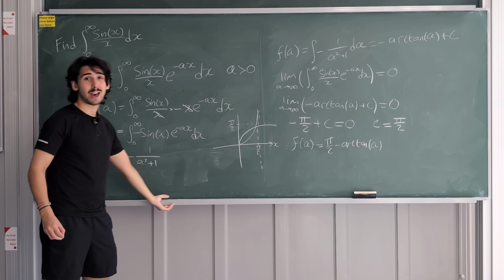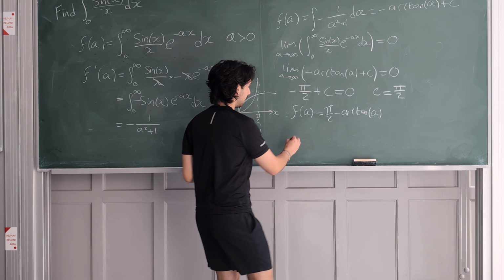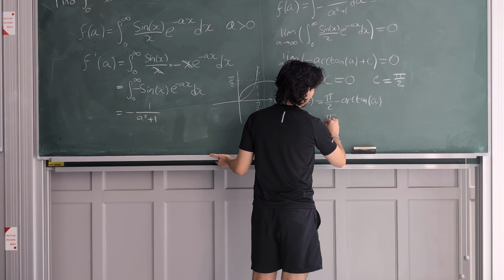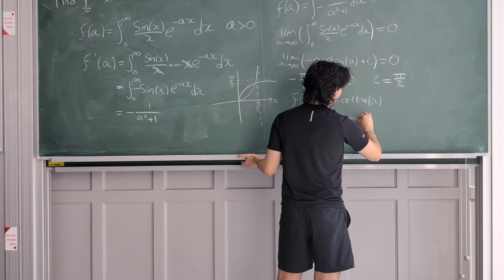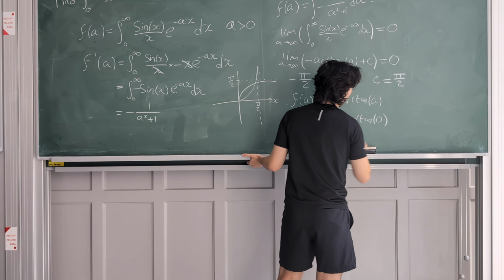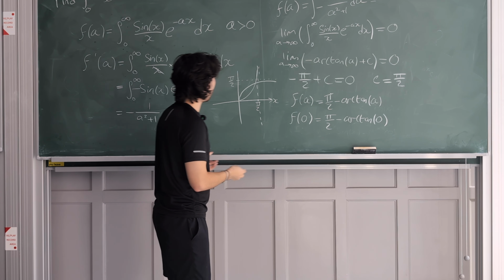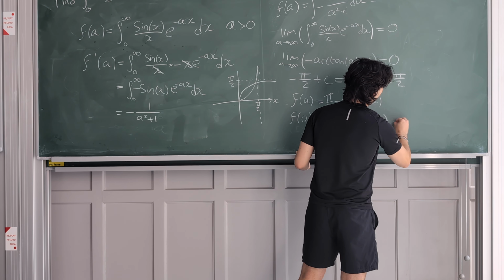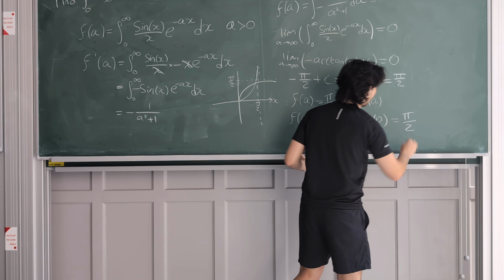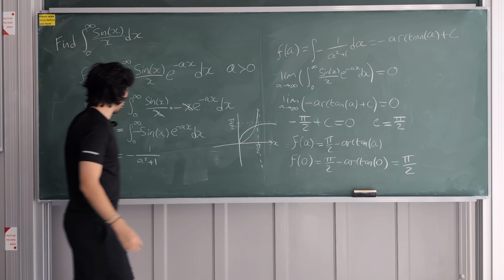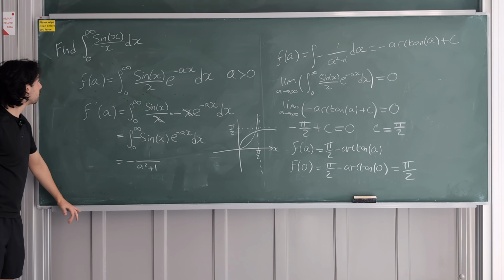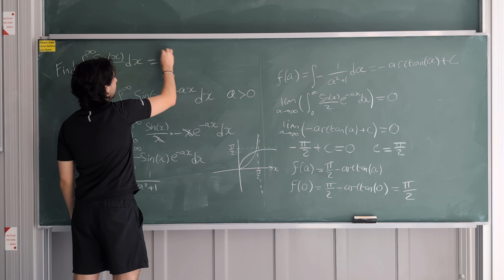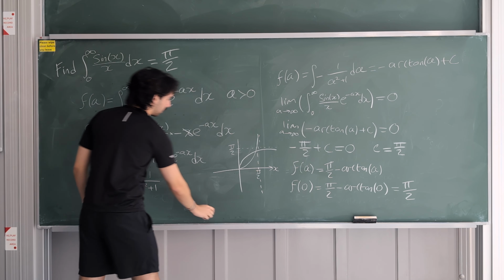So all we need now is f of 0. And guys, it's super easy. F of 0 is pi over 2 minus arctan of 0. But arctan of 0 is 0. And again, you could even refer to the same graph. But arctan of 0 is 0. And so we get pi over 2 as our final answer, which means that the Dirichlet integral, the integral from 0 to infinity of sine x over x, is actually pi over 2.